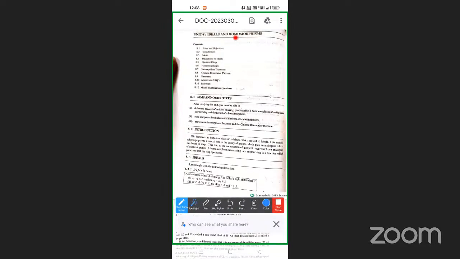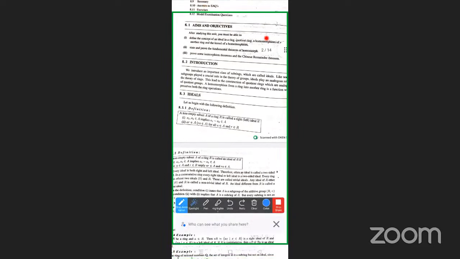So, 8th chapter: ideals and homomorphisms. First, the ideal definition. A non-empty set A of a ring R is called an ideal. An ideal is nothing but a set that satisfies two conditions. First condition: a1, a2 belongs to A.